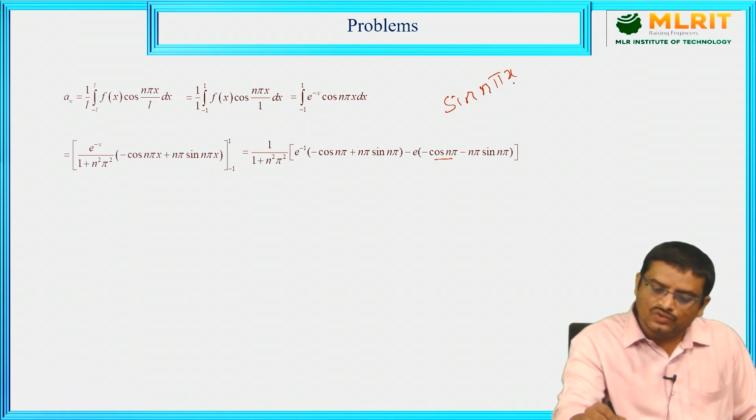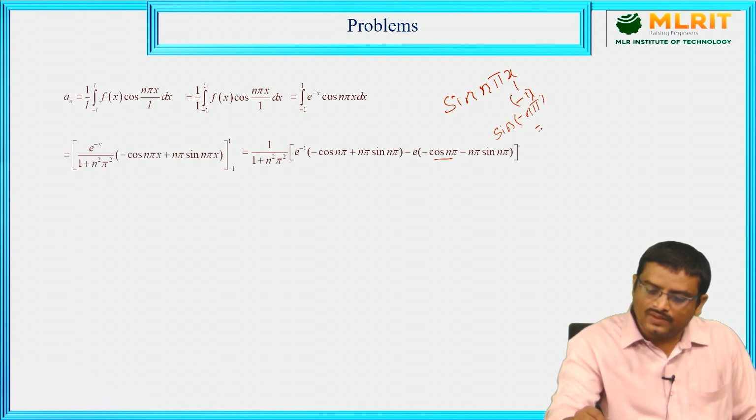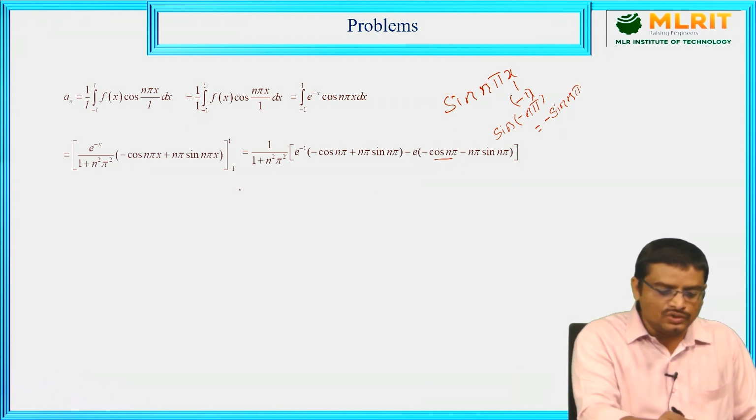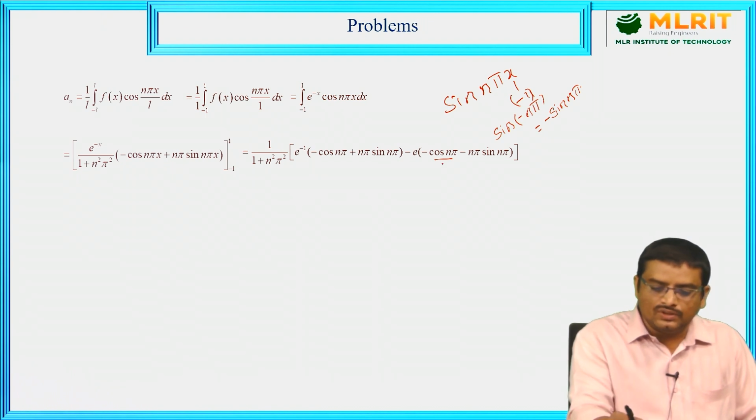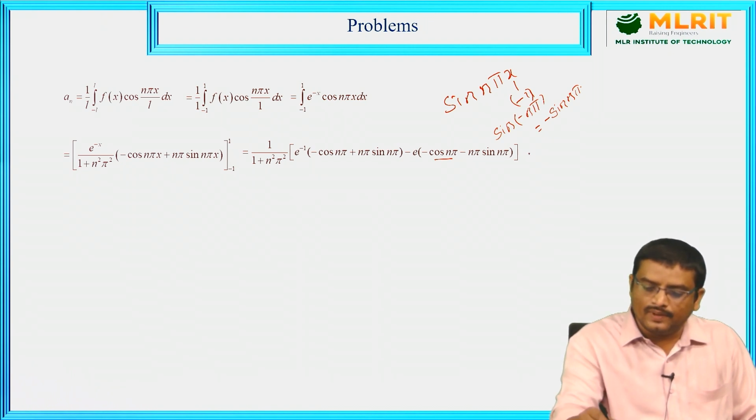So in place of x, replace with minus 1. If you replace this, we will get sin of minus n pi. Sin of minus n pi, we can take it as minus sin n pi. This is of the form sin of minus theta, that can be written as minus sin theta. So in place of plus, you will get minus n pi sin n pi. So this is the value after substituting our lower limit here.